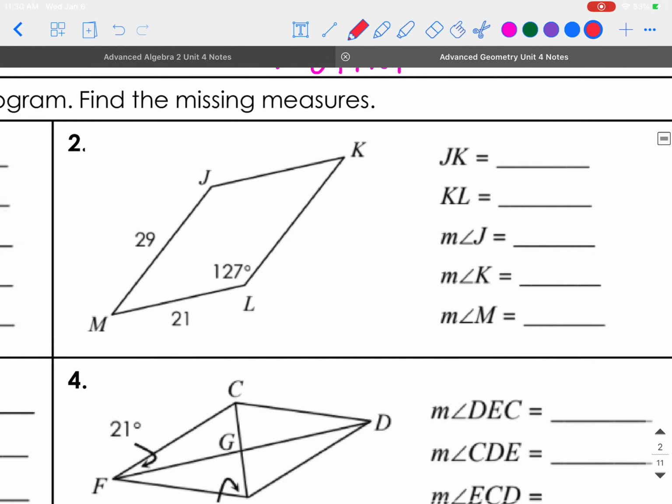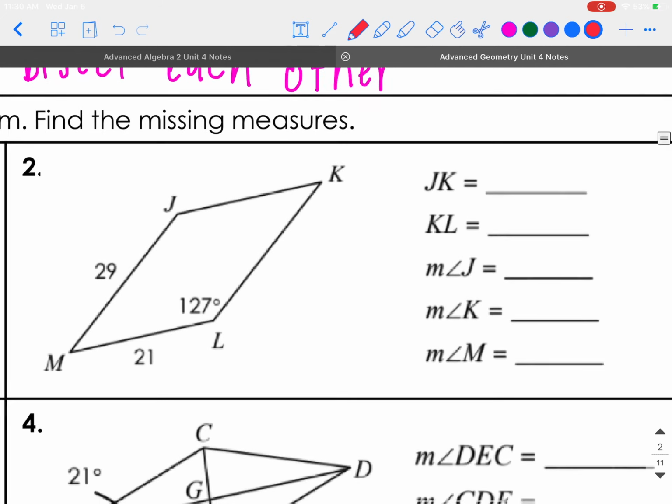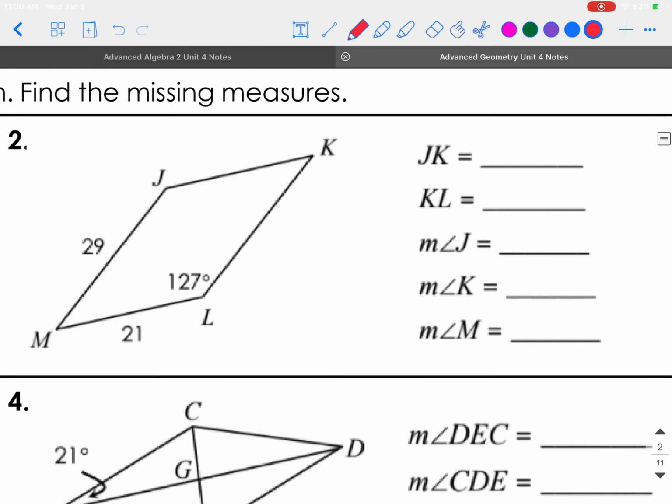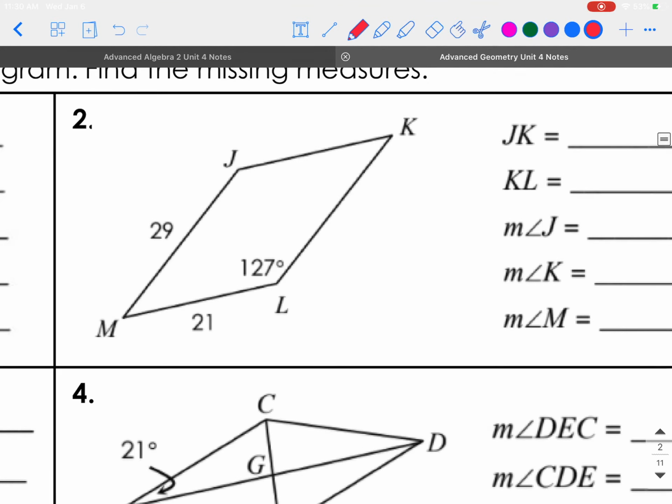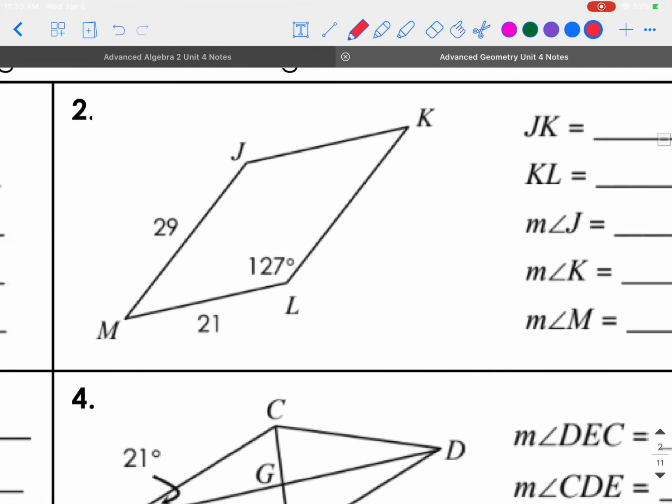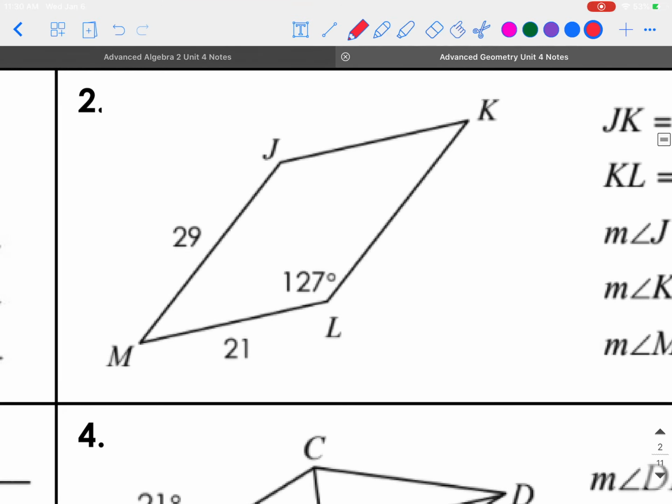Let's look at number 2. One thing that I actually prefer myself is if I'm doing a question like this, I like to label everything I can on the picture before I even go to the question. Sometimes I found that helps. So let's try that. Let's try to label everything we know. So JK, this would be 21. Over here would be 29.